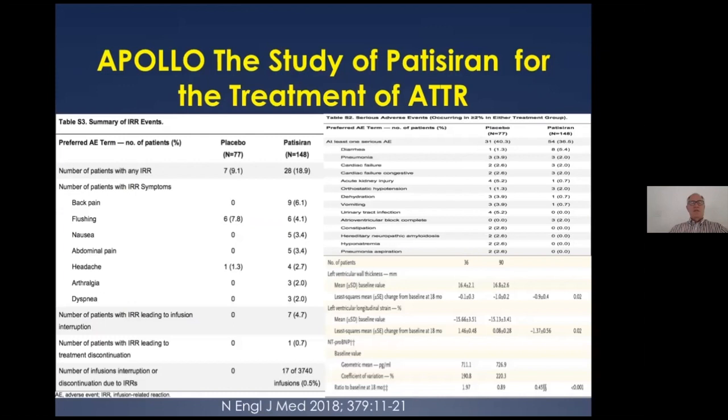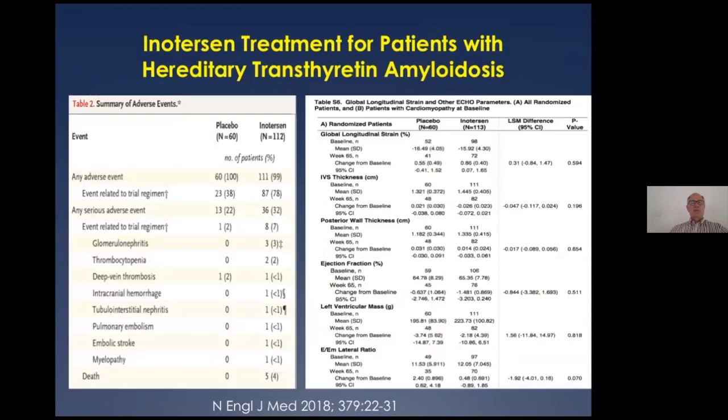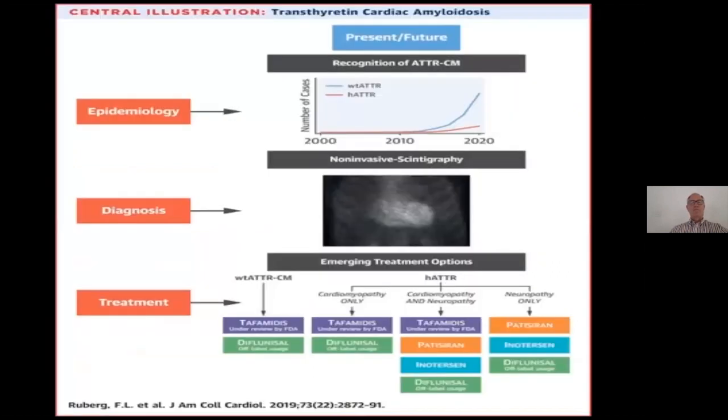So these are the studies looking at these particular agents. The Apollo study showed improvement with neuropathy. Unfortunately, in the study performed, we did not see any great cardiac effect. This is looking at the inotersen treatment in patients with hereditary transthyretin amyloidosis. What we do see is effectiveness with regards to the neuropathy, but in this particular study, no real benefit in terms of left ventricular mass or other measures of left ventricular function.